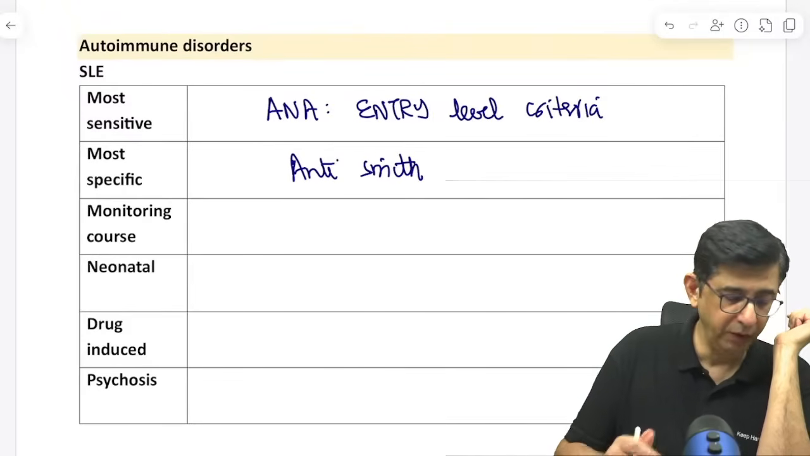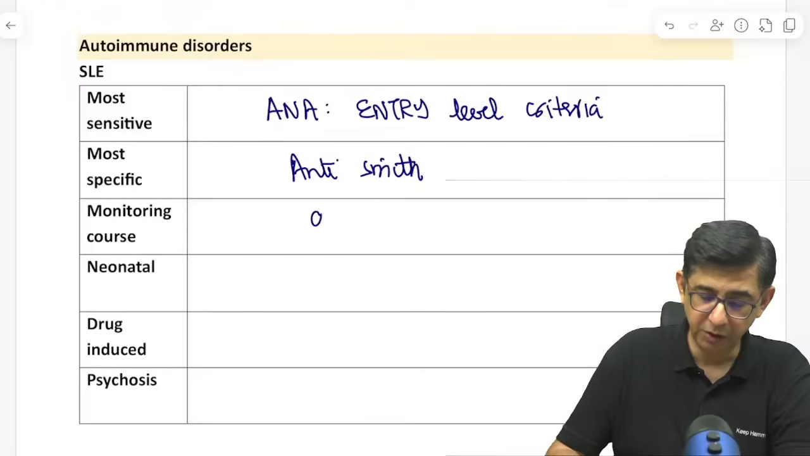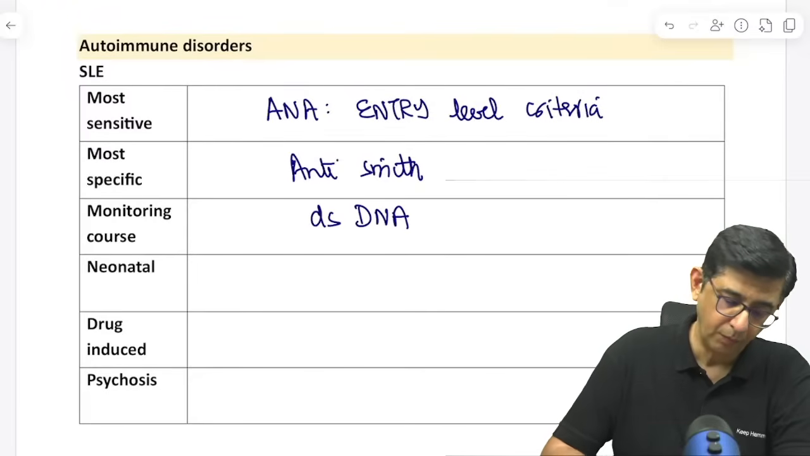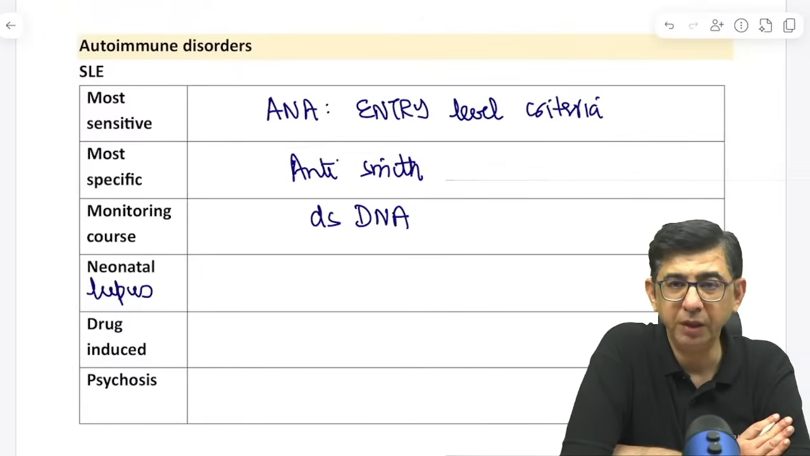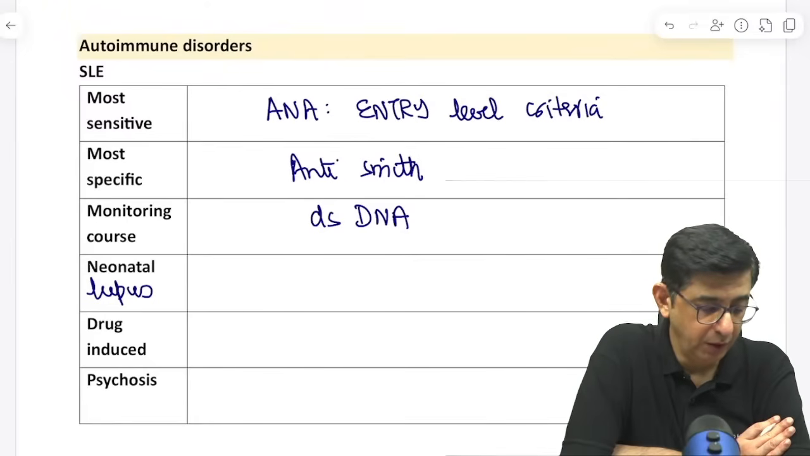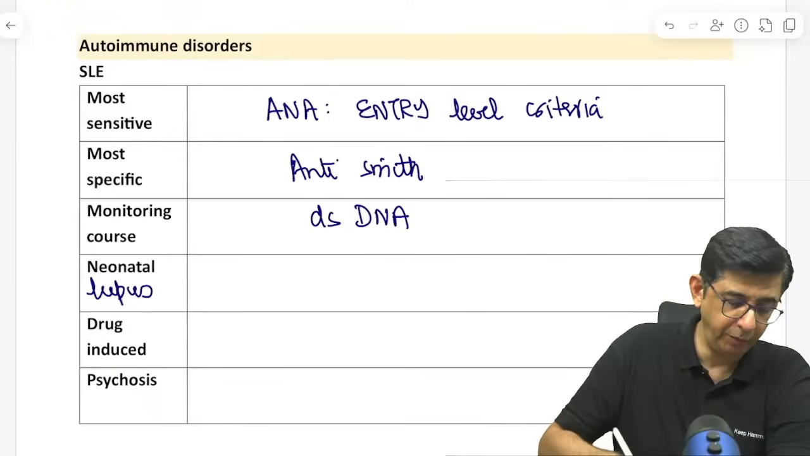For the second one, for monitoring the course it is double standard DNA. Yes, can you tell me the one for neonatal lupus? I'll hold for a while so that you and me align on the chat. Yes, guys. हाँ जी, neonatal lupus antibody. Very good. Neonatal is the Ro antibody.